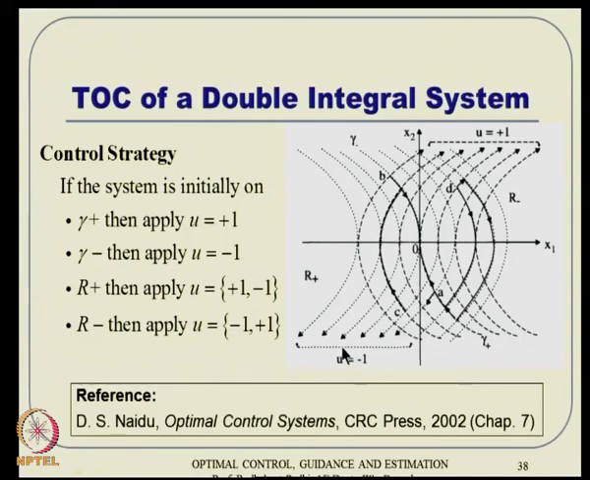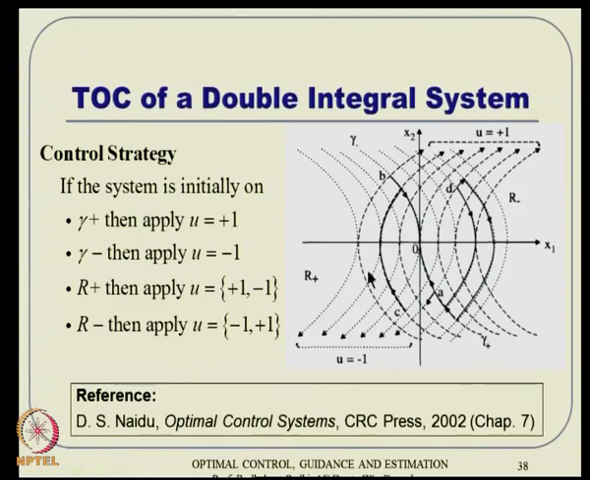So, now what you are telling here, the control strategy is something like this. If the system is initially on gamma plus, okay, if somehow the initial condition happens to be on gamma plus, then simply apply u equal to plus 1, you are done actually. At some point of time, you will reach the final point 0 0. If it happens to be on gamma minus, okay, then you simply apply minus 1 and at some point of time it will take you there actually again.